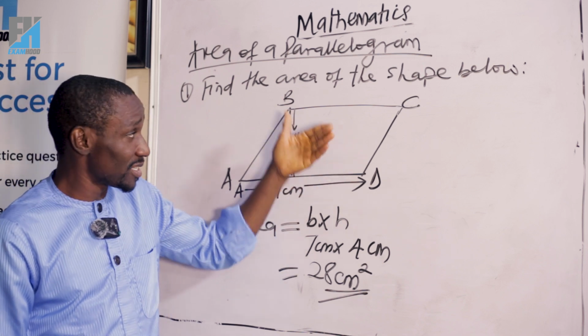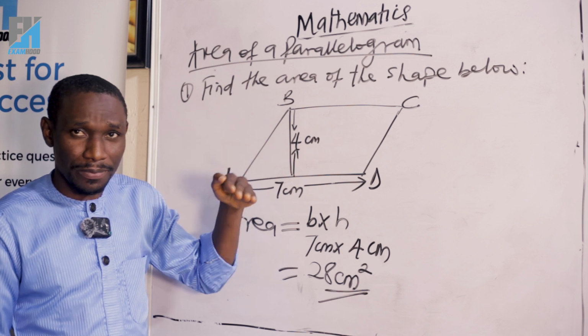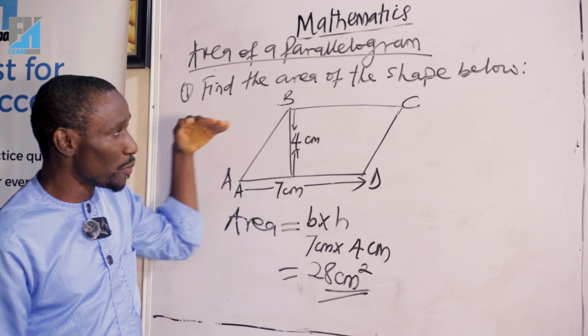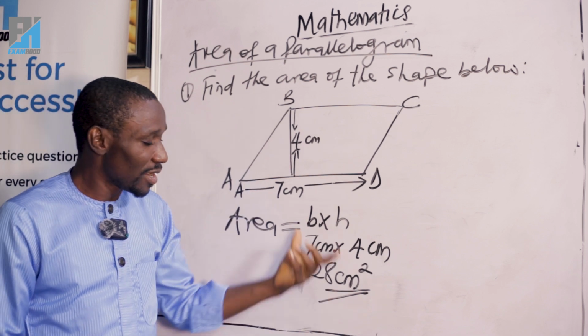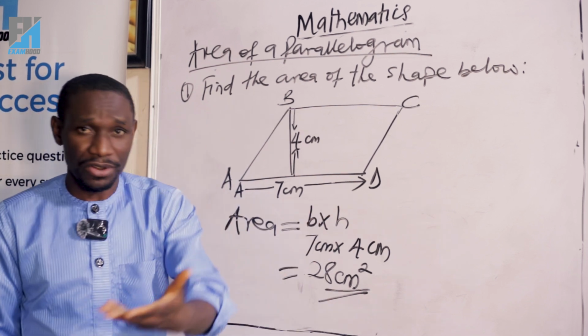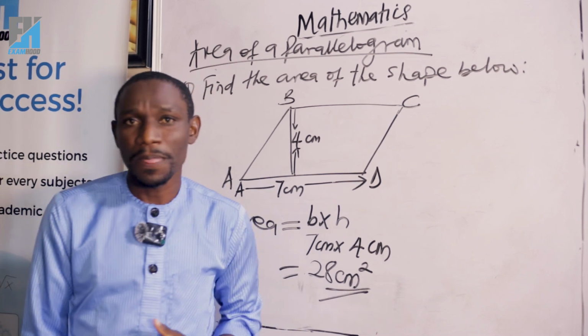Remember, I said a parallelogram is a shape in which the two opposite sides are parallel. And when you say two opposite sides are parallel, that means no matter how far you produce them, they will never meet. And so this is the final answer. To solve the area of a parallelogram, just multiply the base by the height, and you have your answer.